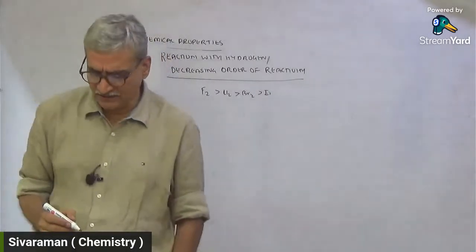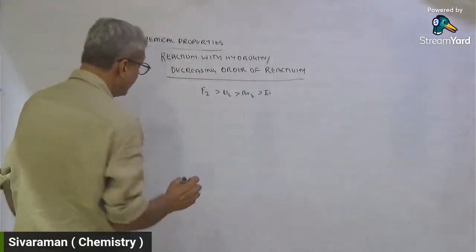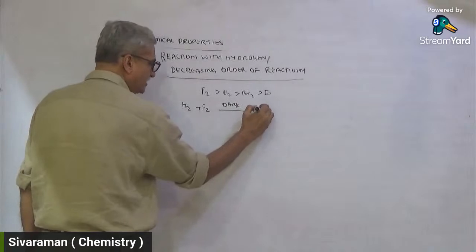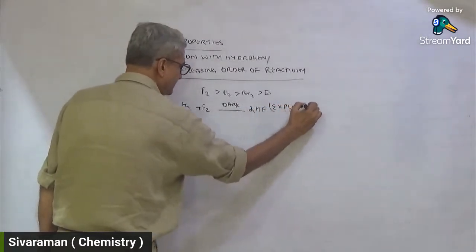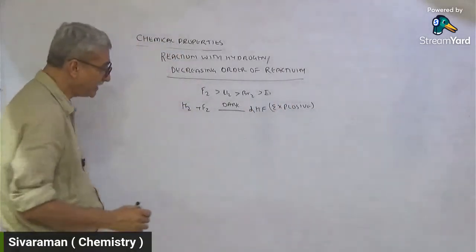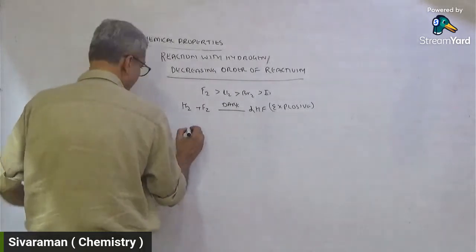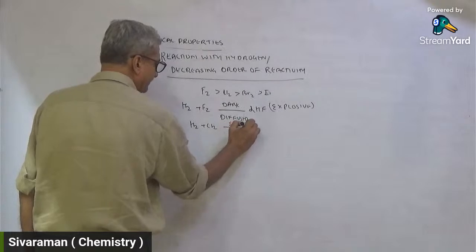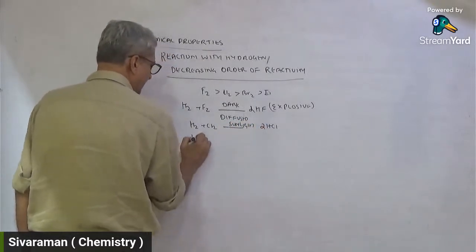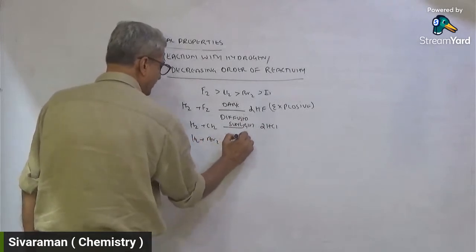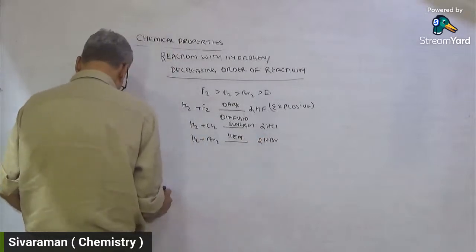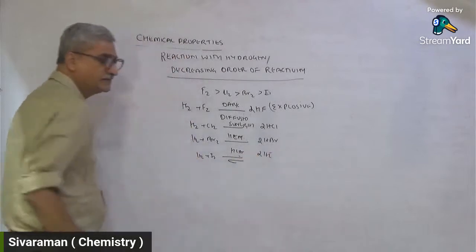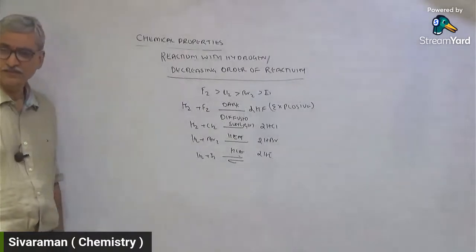For example, if hydrogen and fluorine are just mixed in the dark, it still reacts explosively. So hydrogen reacts with fluorine in the dark to form 2HF, and that is an explosive reaction. Whereas the others react with heat or sunlight. H2 plus Cl2 in diffuse sunlight forms 2HCl. H2 plus Br2, you have to heat it, and you get 2HBr. H2 plus I2, you heat it, but it's a reversible reaction. This could be an MCQ on its own.